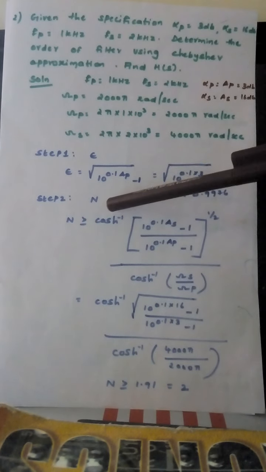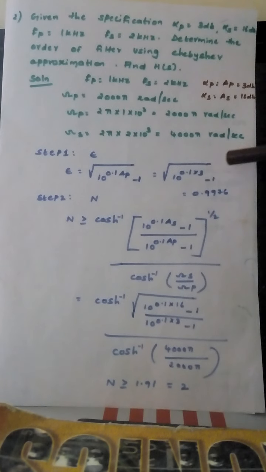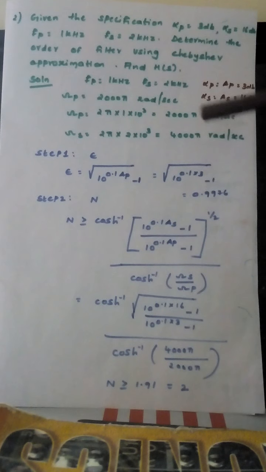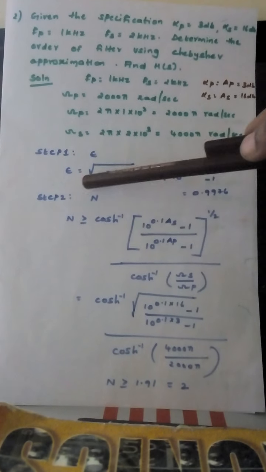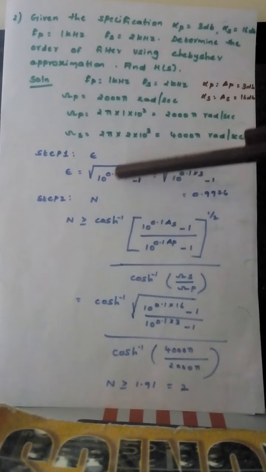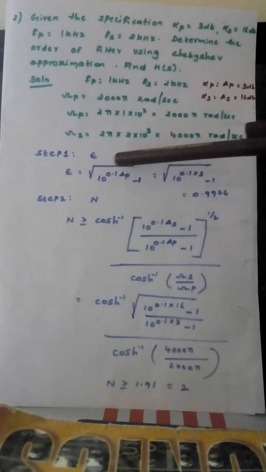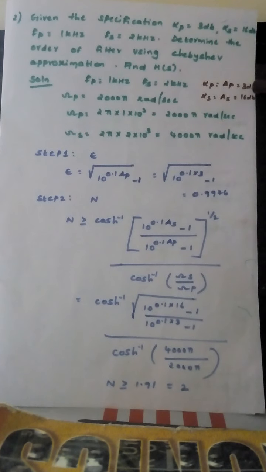So in that, the first step we have to find epsilon, the second step we have to find the order n, the third step we have to find the transfer function, and the fourth step we have to do the frequency transformation. So the first step: the epsilon value can be found by the square root of 10 to the power of 0.1 Ap minus 1. What is Ap here? Ap is 3 decibel, so if we substitute here we get 0.9976.